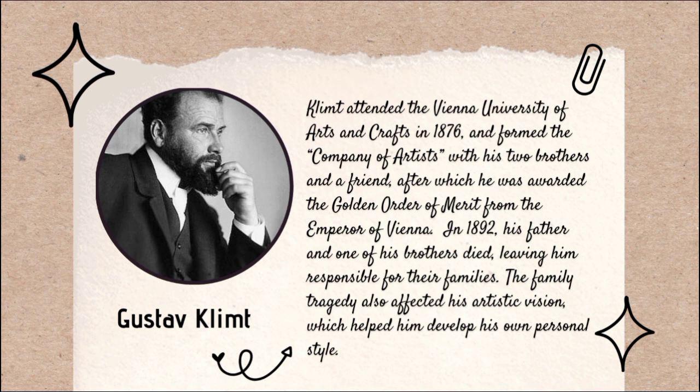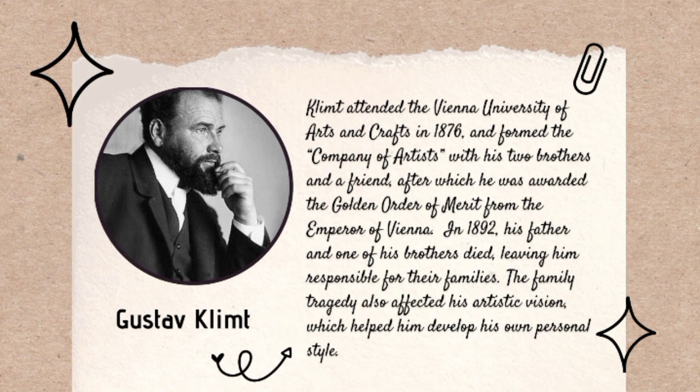Klimt attended the Vienna University of Arts and Crafts in 1876 and formed the Company of Artists with his two brothers and a friend, after which he was awarded the Golden Order of Merit from the Emperor of Vienna. In 1892, his father and one of his brothers died, leaving him responsible for their families. The family tragedy also affected his artistic vision, which helped him develop his own personal style.